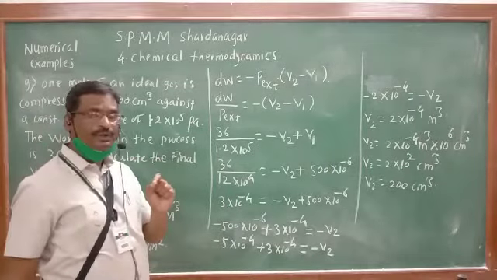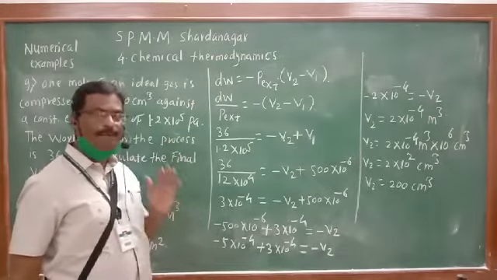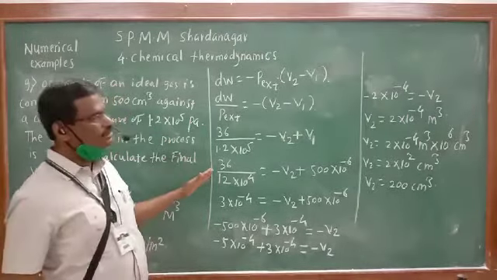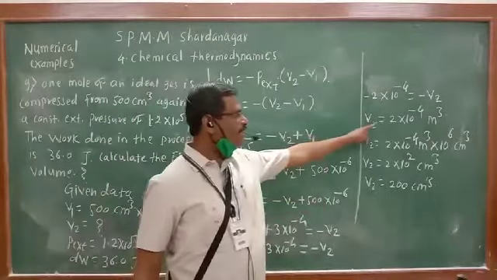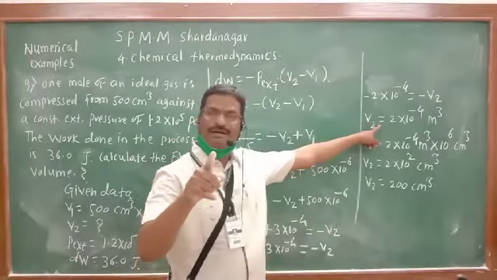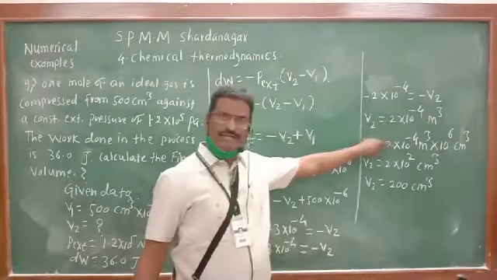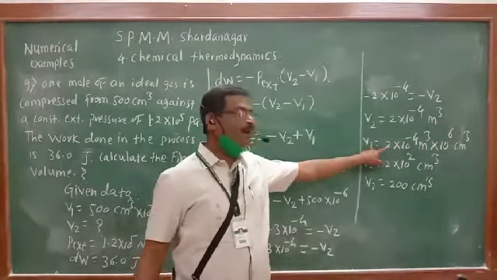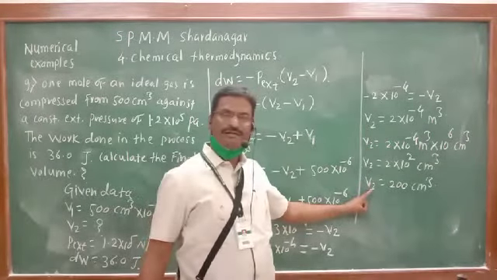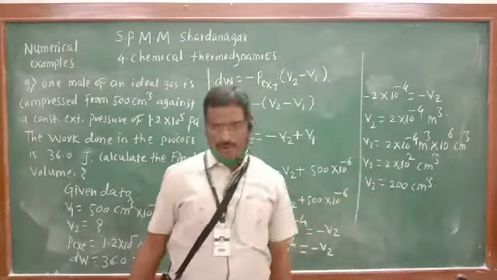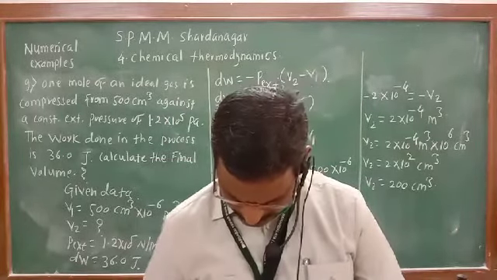We have to do the calculations in a very particular manner. So do proper, correct calculations so that there will be no mistakes while solving. Finally, the answer we are getting in meter cube, but they have given in centimeter cube. So again convert meter cube to centimeter cube by multiplying by a factor of 10 raised to 6, and finally we will get the correct answer. V2 is equal to 200 centimeter cube. V2 final answer will be 200 centimeter cube.